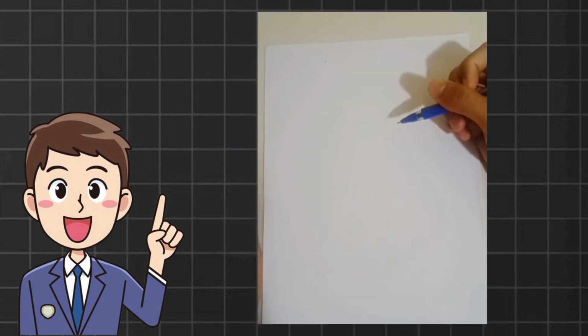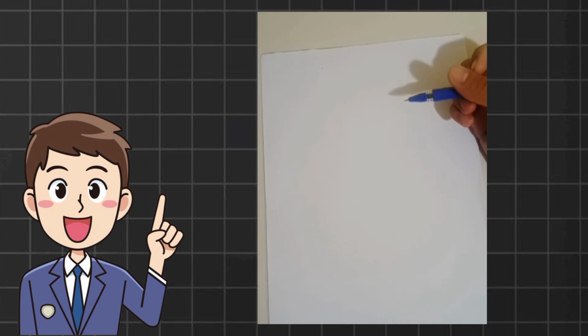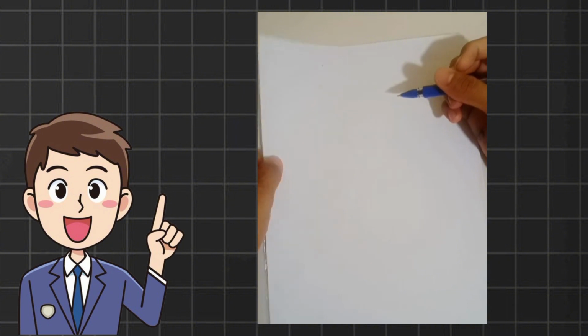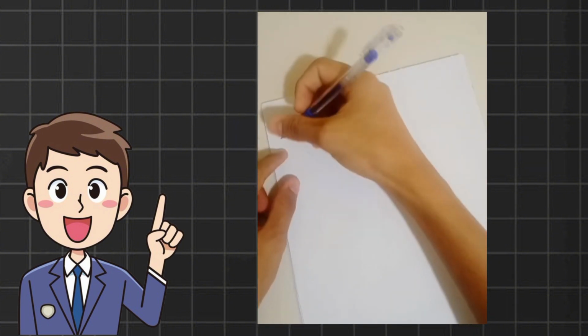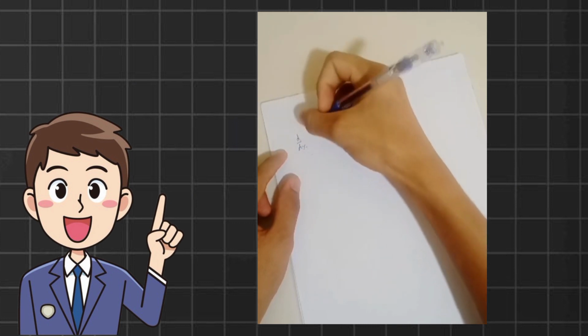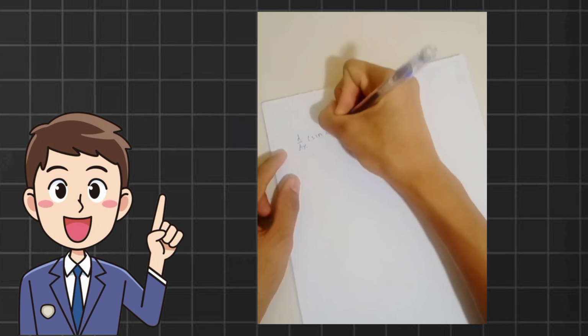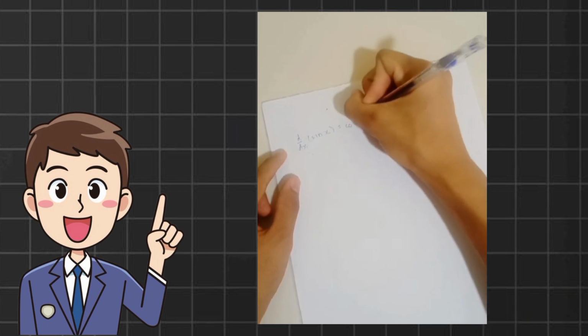Now let's move on to trigonometric functions. Let's find the derivatives of trigonometric functions. First things first, the derivative of sine x is equal to cosine x.